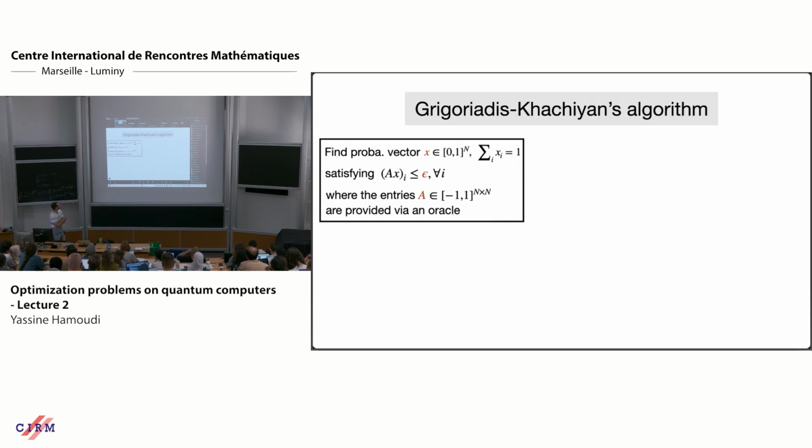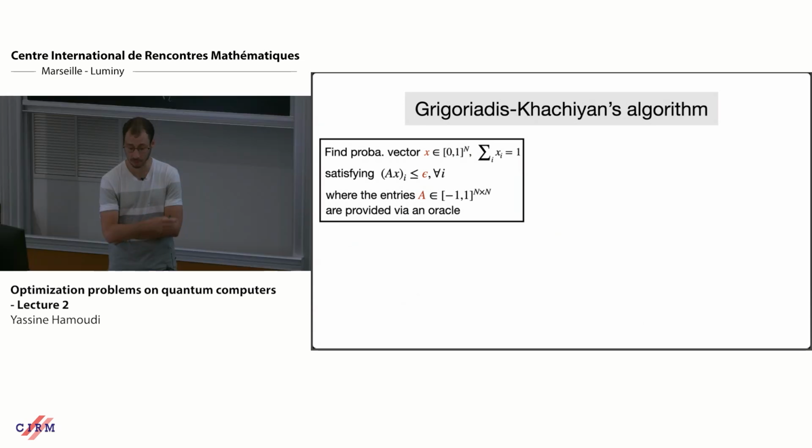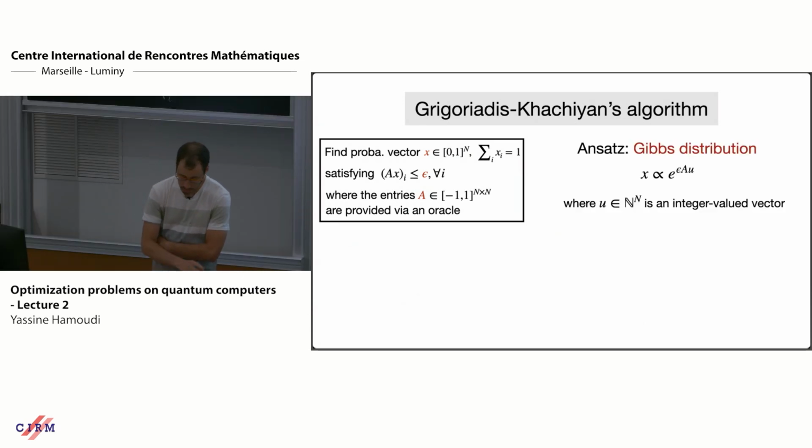Of course, what's going to be used is the fact that we are looking for a probability vector. We know the solution is a distribution, so we'll try to explore the set of probability distributions. And we'll use the following ansatz. We'll focus on so-called Gibbs distributions, in which x is of the following type. It is proportional to the exponential of epsilon A times u, where u is an integer valued vector.